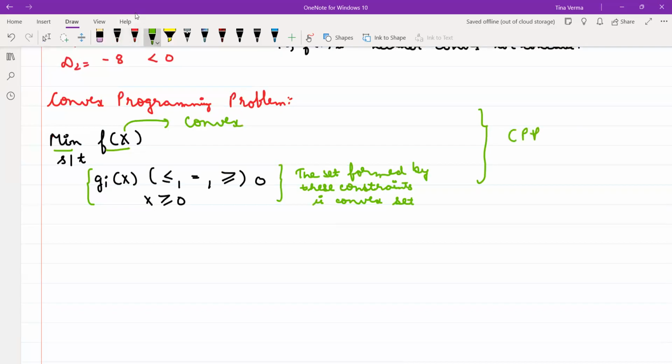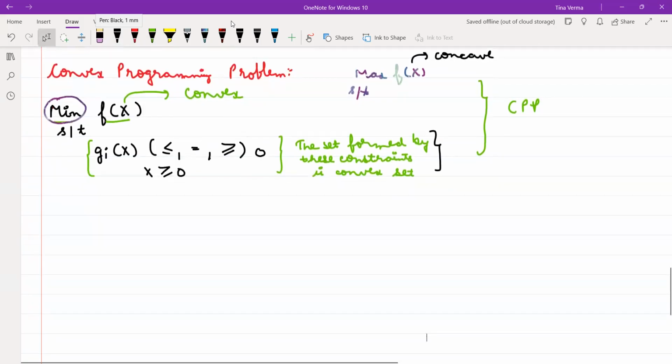So if this is convex and the set formed is a convex set. But if in this case it is a maximum, that is, maximize f of x with the same constraints, subject to these constraints, then for the max, as I have told you, there will always be a concave function. So this should be my concave function, and the set formed by these constraints is my convex set, which we have done. If you take two points, the line joining the two points should lie within the set. Then you call this my convex programming problem.